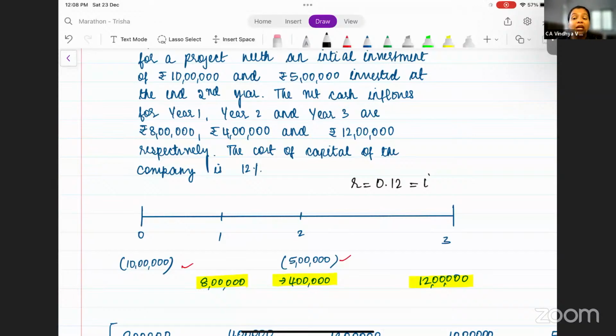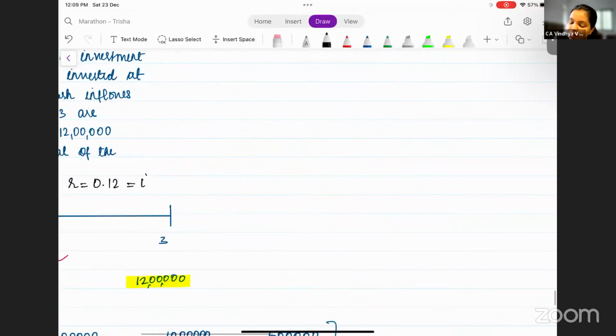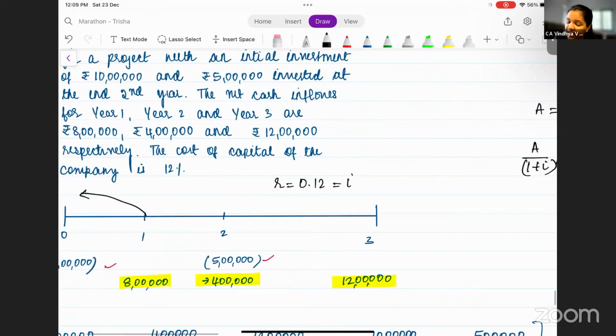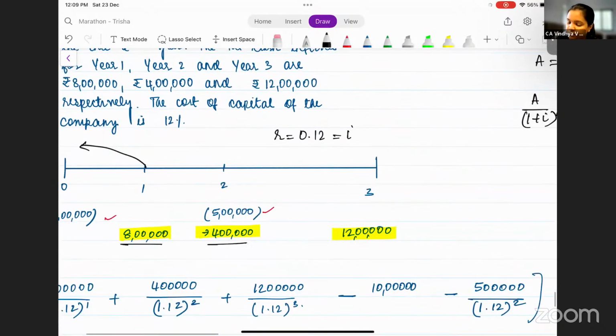Now, here annuity cannot be used. Why? Because the values are different here. So what do we do? Find the present value. To get the amount, it is P into 1 plus I to the power n. So if you have the amount, it is amount divided by 1 plus I to the power n, which is equal to P. So whatever A values you have, that needs to be divided by 1 plus I to the power n.